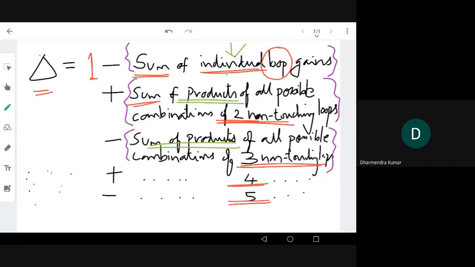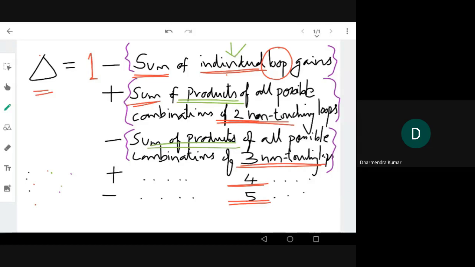Now it becomes the product of all possible combinations, all possible combinations of two non-touching loops. Very important, two non-touching. We'll see what is a non-touching loop. Simple. Two loops are not connected through any node or any point. It is called non-touching. Again, sum of all possible products of all possible combinations of three non-touching loops, right? It's increasing, and 4 and 5, till all the loops have been taken.